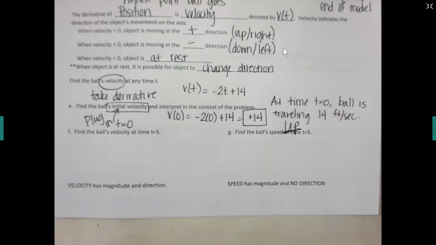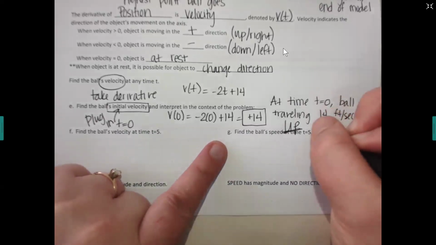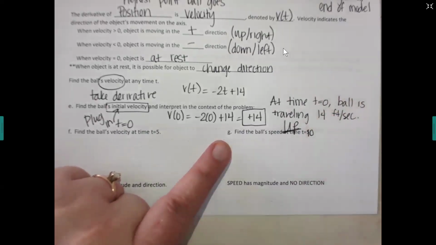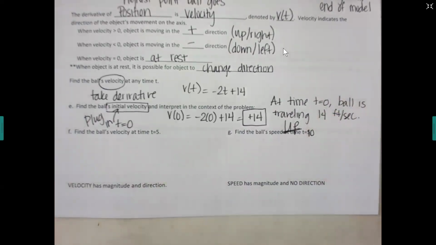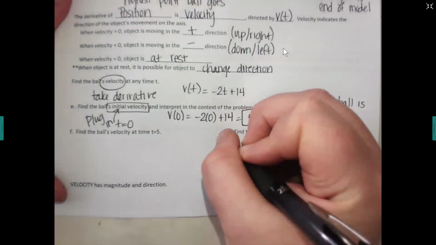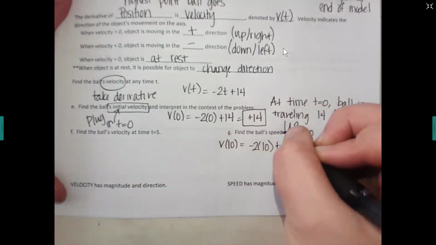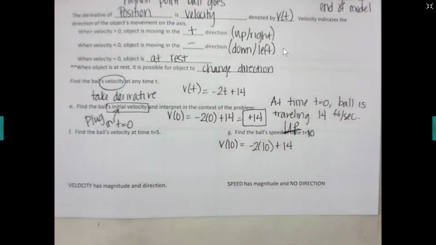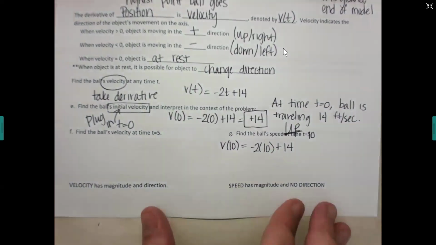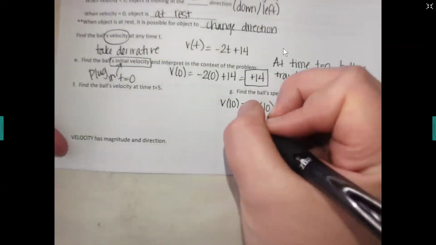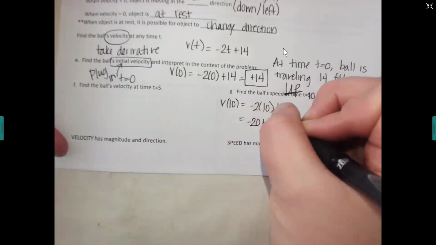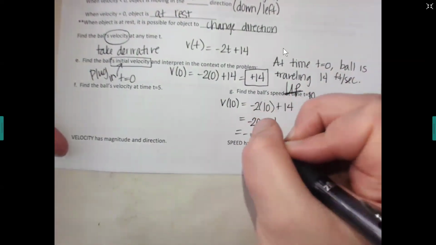Okay. Now let's skip ahead to right below that, and we're going to find the ball's speed at time 10. Okay, so change the 5 to a 10. So I would find the velocity at 10 equals negative 2 times 10 plus 14. Notice I'm still taking my time. I'm still plugging it into my velocity equation. What is negative 2 times 10? And what is negative 20 plus 14? Negative 6.